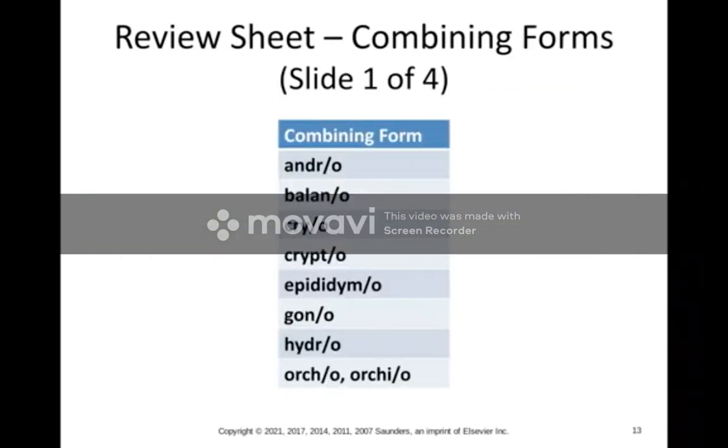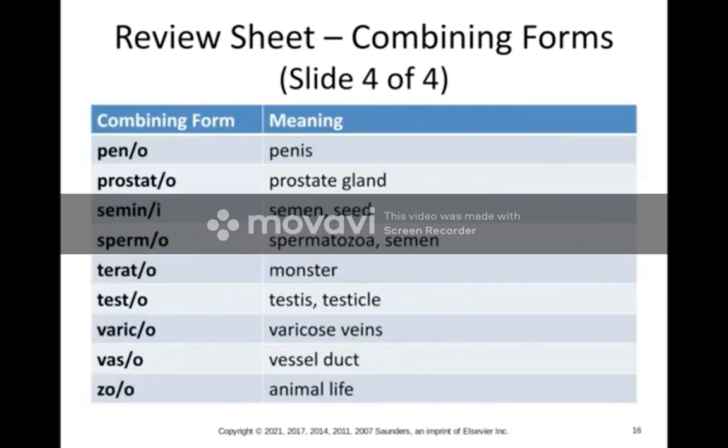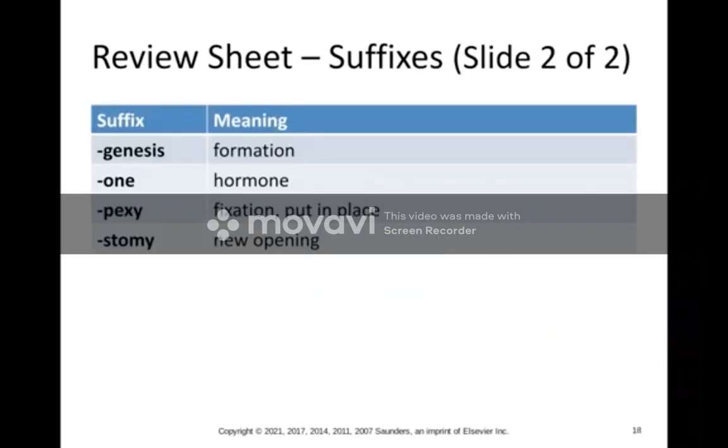Okay, so our combining forms are andro, balano, cryo, crypto, epididymo, gono, hydro, orcho or orchio, pino, prostato, semino or semini, spermo, terato, testo, varico, vaso, zoo. Suffixes are genesis, one, pexy, stomy.